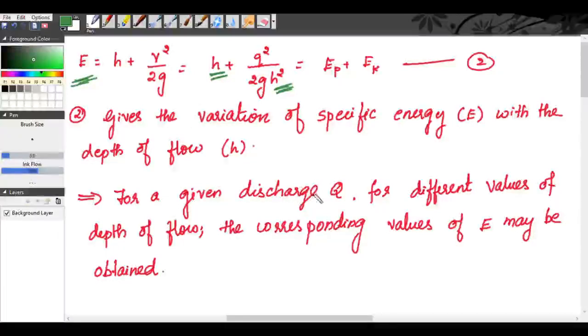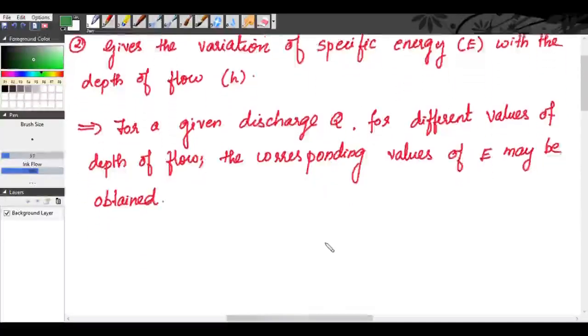For a given discharge q, for different values of depth of flow H, the corresponding values of E may be obtained. So for a given discharge, if the depth of flow is varying, let us see what the value of specific energy E is. For that we will draw the graph.